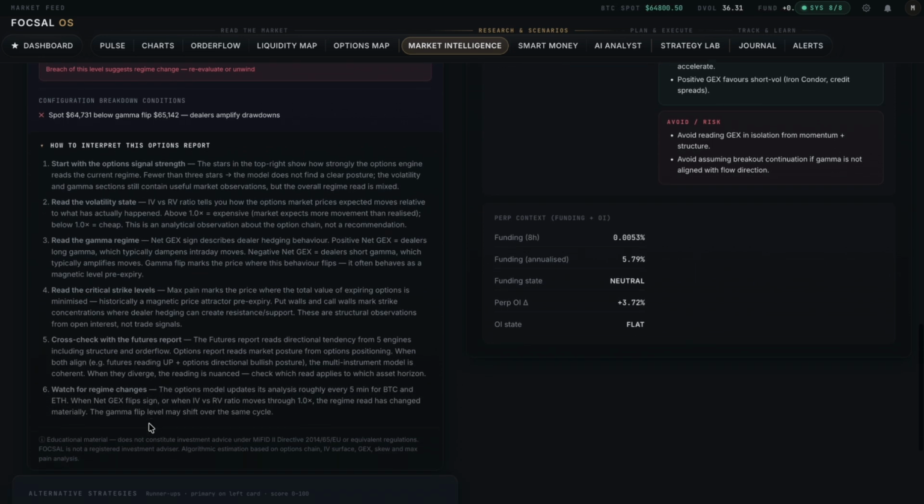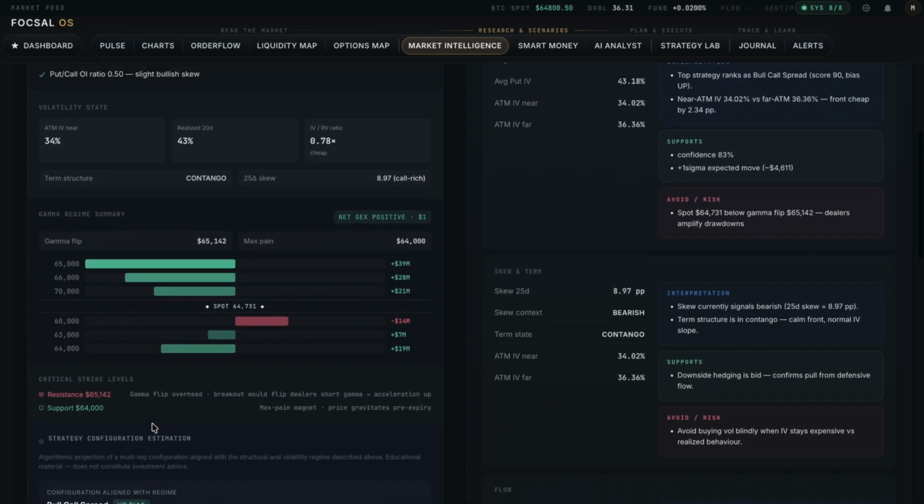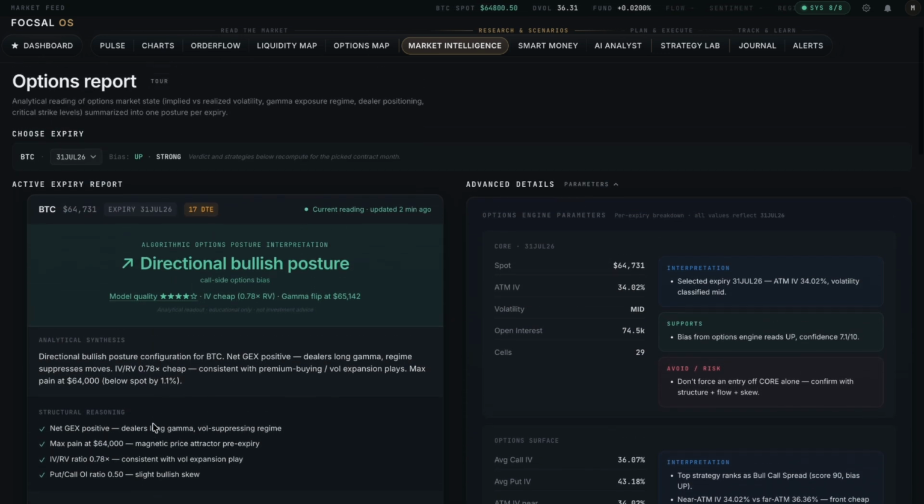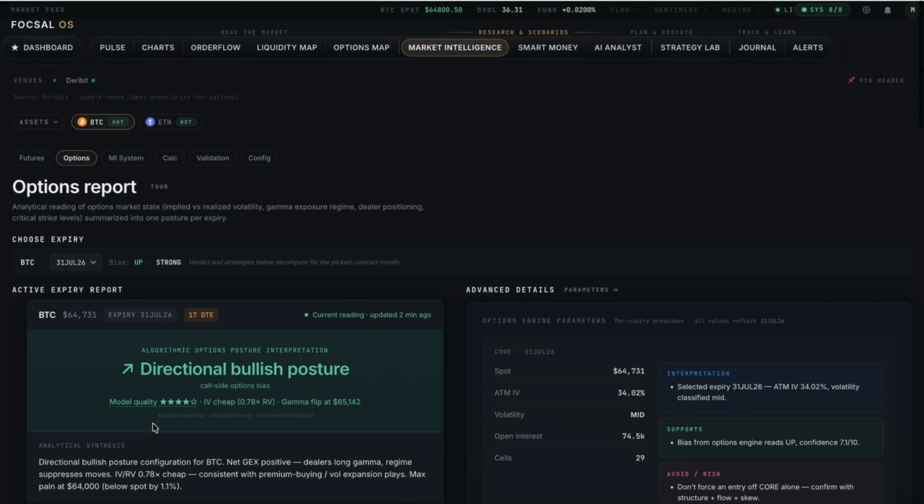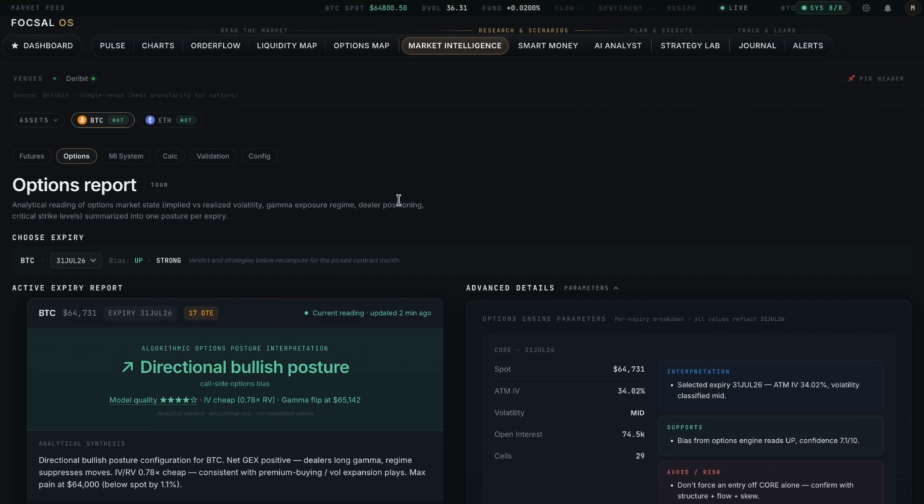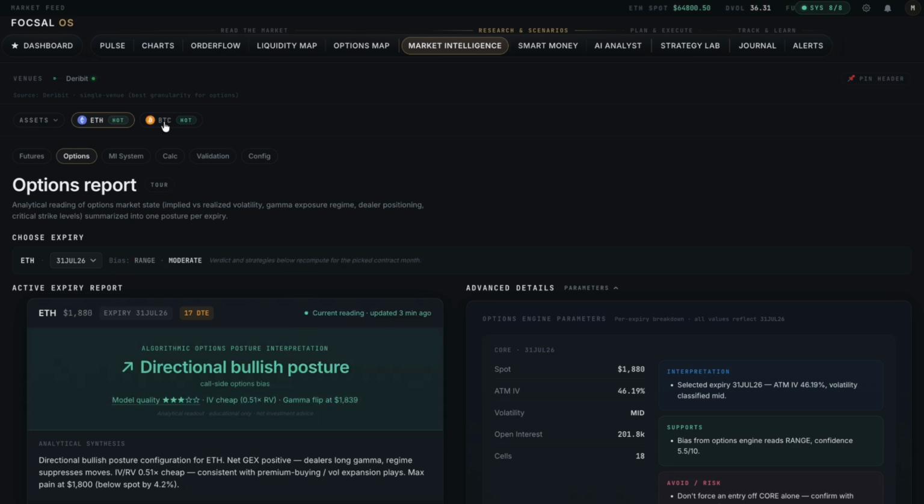And finally, back to where we started. Everything you saw today is an algorithmic estimation and educational material, not investment advice. The configurations, the levels, and the labels saying sell and buy are not orders. They describe a structure that fits the current reading of the market. The estimations come from probability calculations and widely accepted market relationships, and they can change at any moment. FOCSAL doesn't make decisions for you, it prepares you for them.